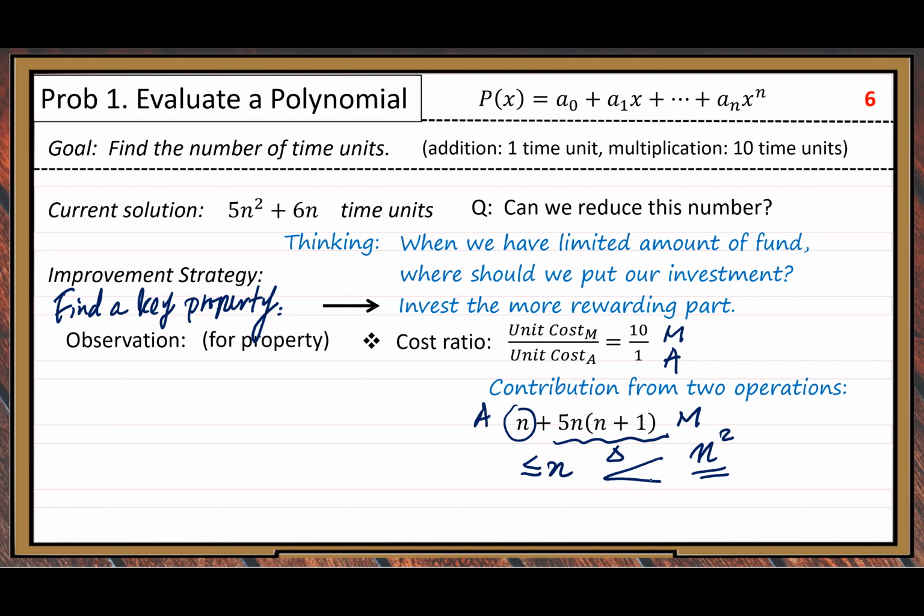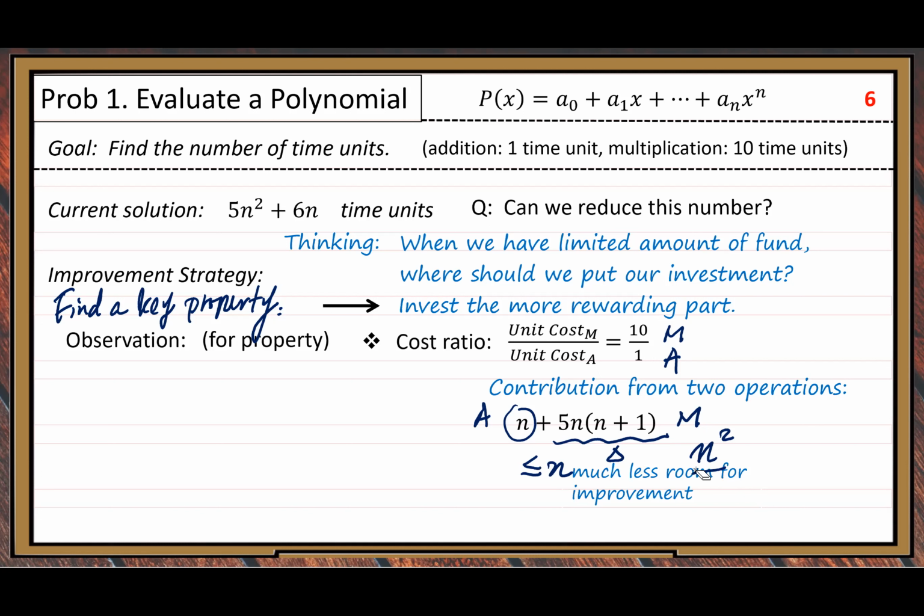In other words, if we make our investment at the multiplication part, it is much more rewarding than putting our investment at the addition side. How about that? Think about this analysis. Based on this analysis, we can make our conclusion.